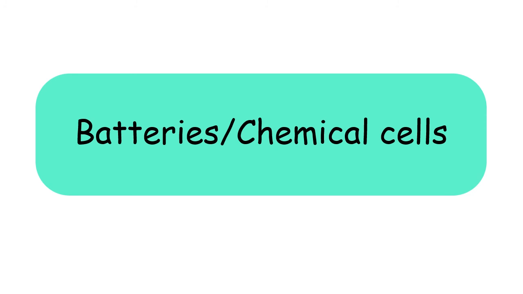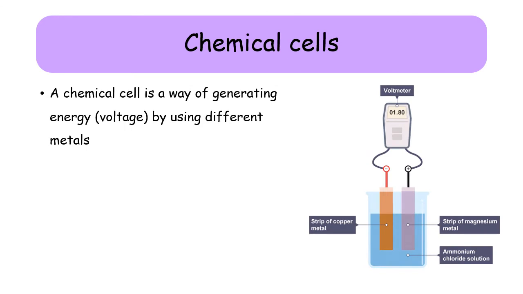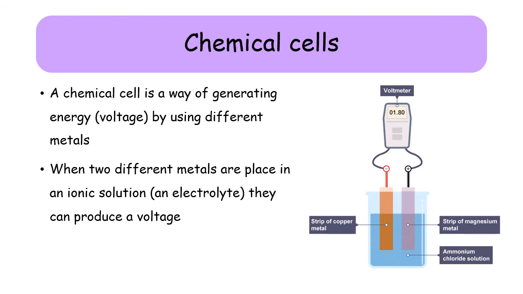Our next topic is looking at how batteries or chemical cells form. So a chemical cell is a way of generating energy by using different metals. The diagram on the right shows you an electrochemical cell or a chemical cell. What you need are two different metals. The metals need to be different. They're connected with a voltmeter so that we can measure if any voltage is being generated. And the metals need to be in a solution that contains ions. And what we call a solution that contains ions is an electrolyte.